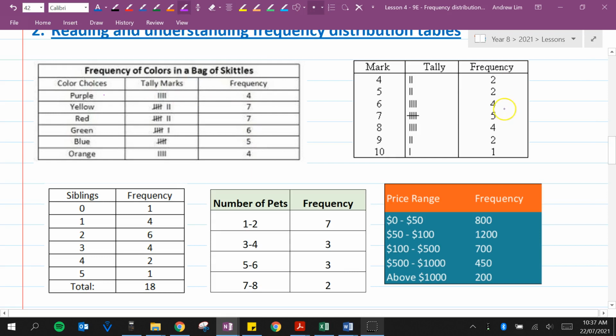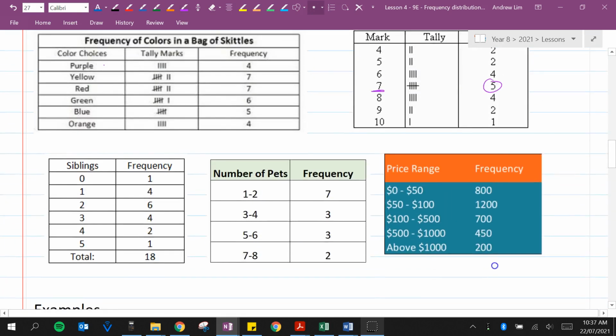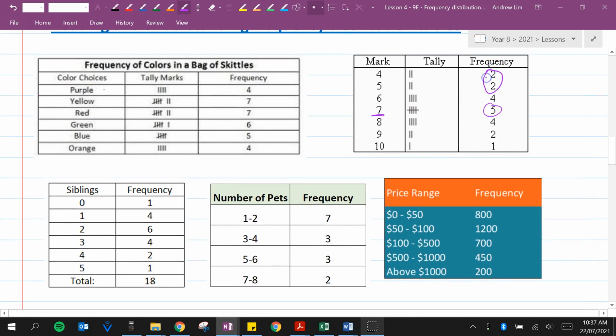Or over here, we can see that 5 people got 7 out of 10 for the test. Or we can see that 4 people got 4 out of 10.